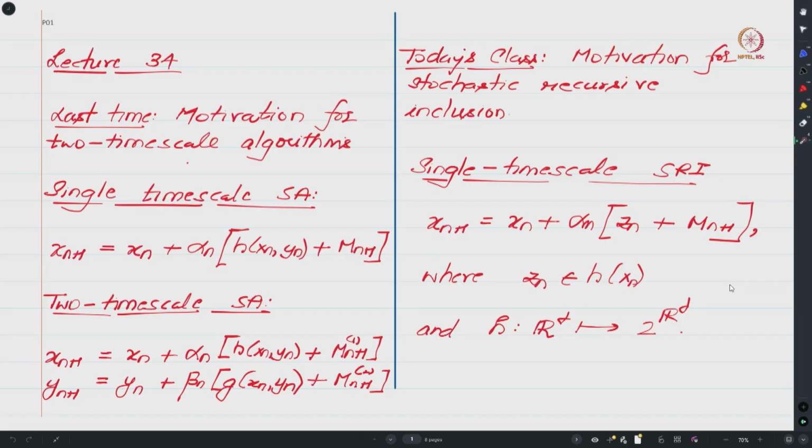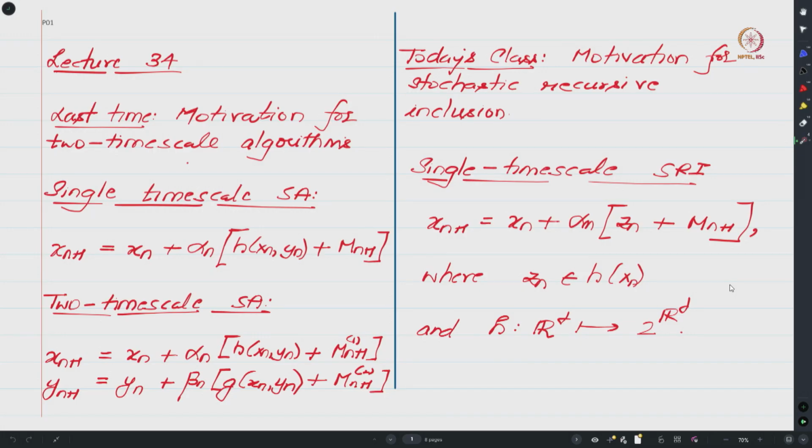Hello and namaste everyone. Welcome to lecture 34 of this NPTEL course on stochastic approximation. If you recall, during this week and the next week we are going to discuss motivations and utility of some variants of stochastic approximation algorithms, namely 2 time scale stochastic approximation algorithm and stochastic recursive inclusion.